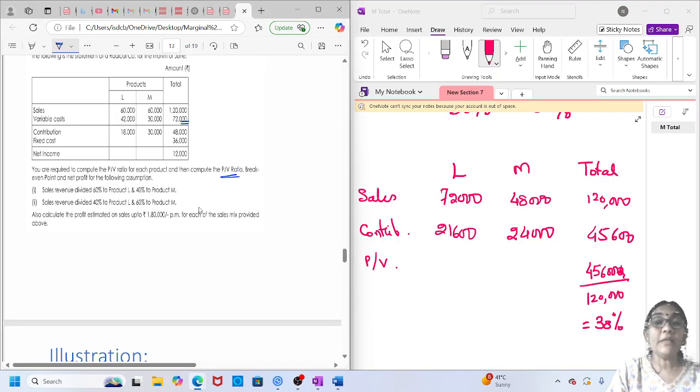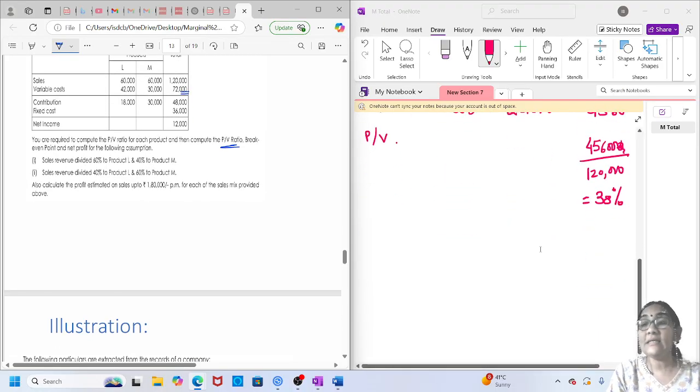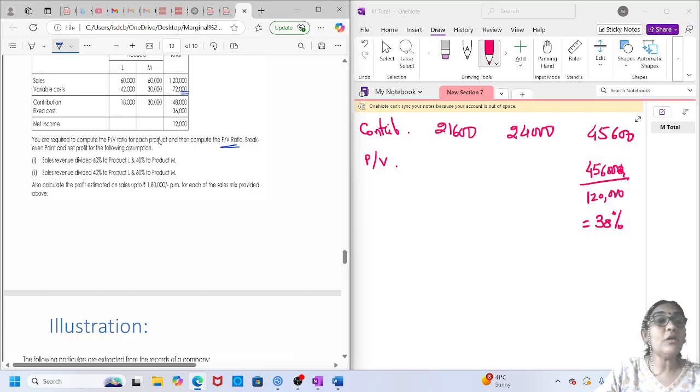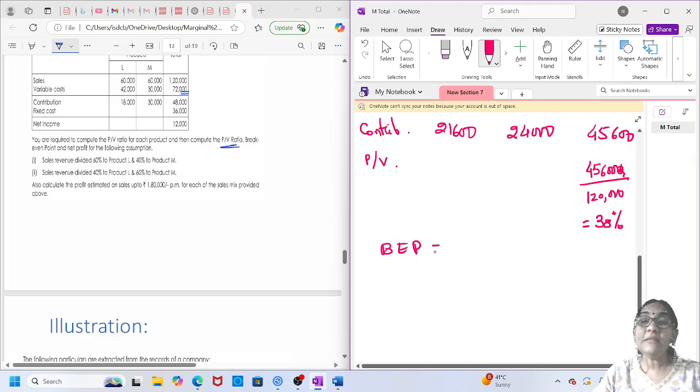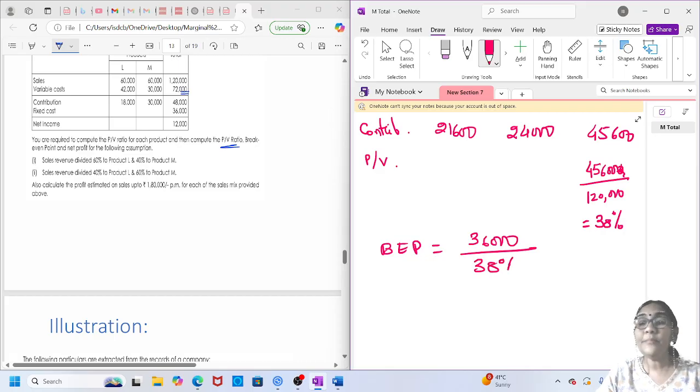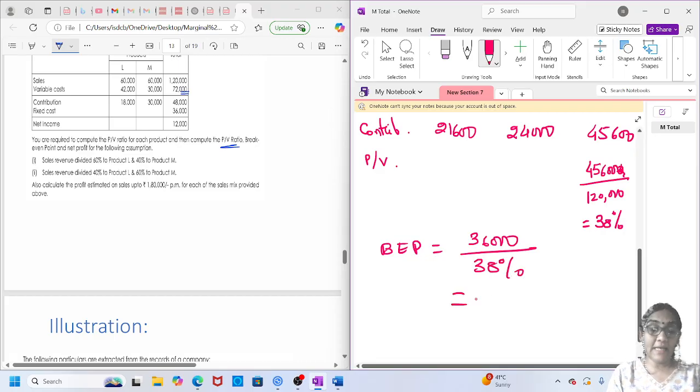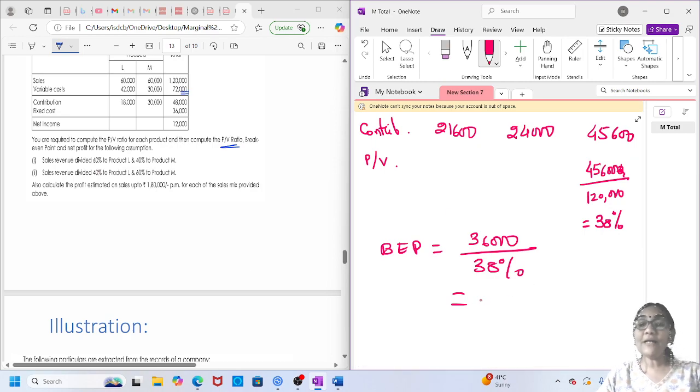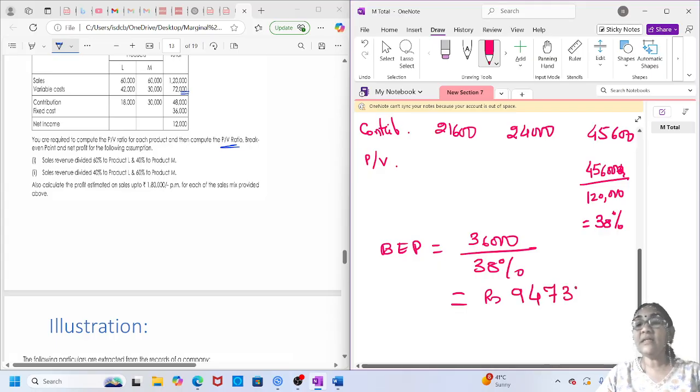Compute the PV ratio. Now what will be the break-even point in this case? So for the break-even point, what is your total fixed cost? 36,000 is your total fixed cost. So BEP in this case would be 36,000 upon 38%. You will require to make sales of 94,737 rupees to break even. So PV ratio, break-even point, and net profit will be calculated.